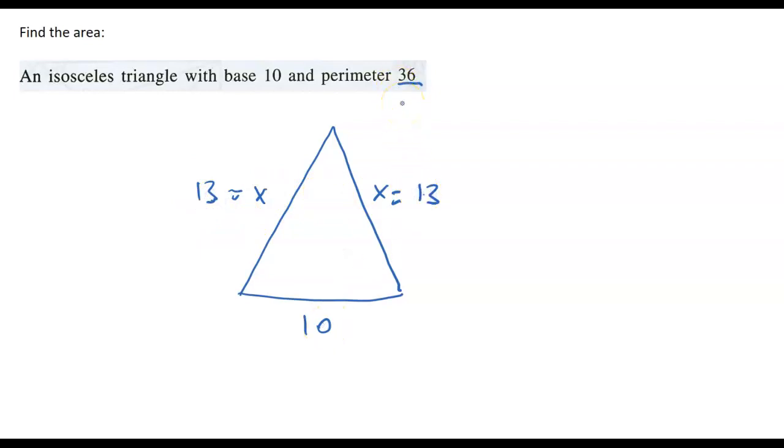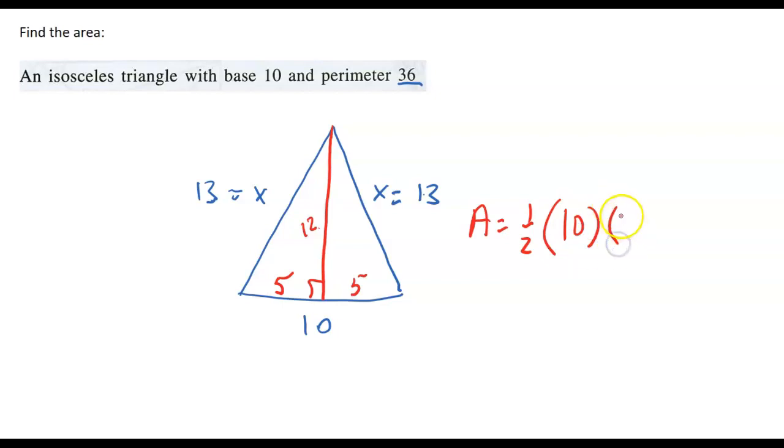Now how are we going to get the area? We don't know an altitude. Well, let's draw it straight down. Since it's isosceles, it will bisect the base. And so our altitude is going to be 12 because this is a 5, 12, 13 right triangle. Now we know enough to get the area. It's 1/2 the base times the height or the altitude, which is 5 times 12, which is 60.